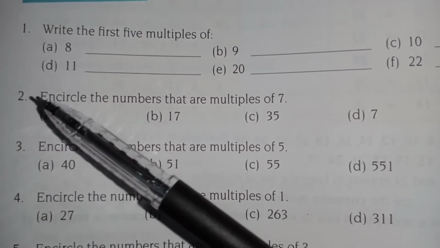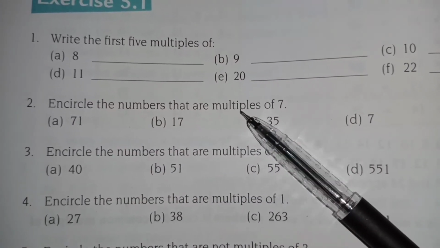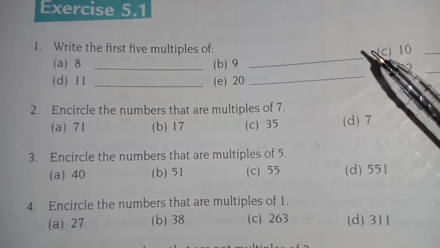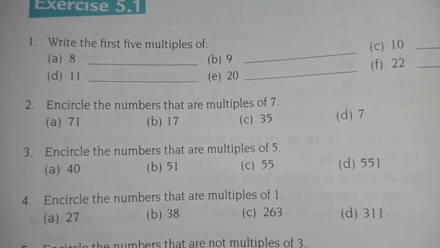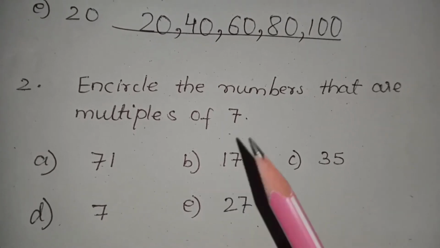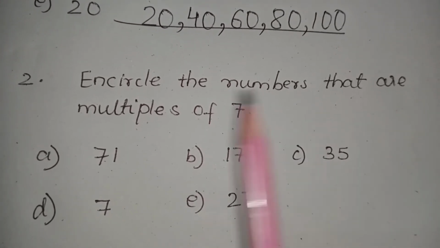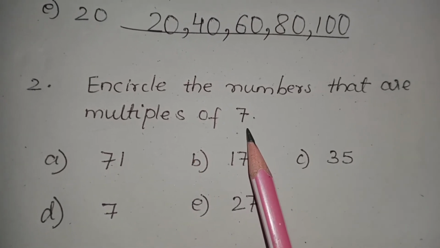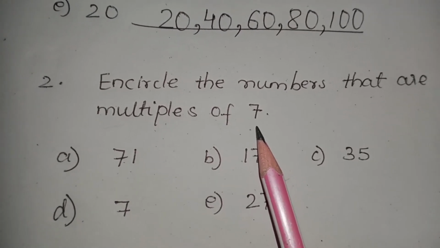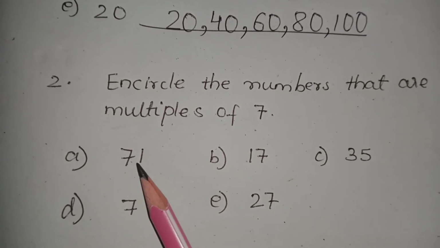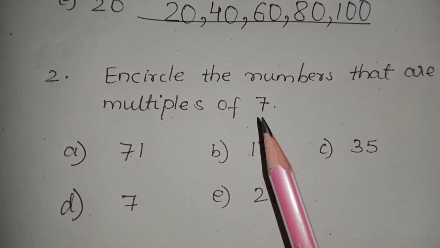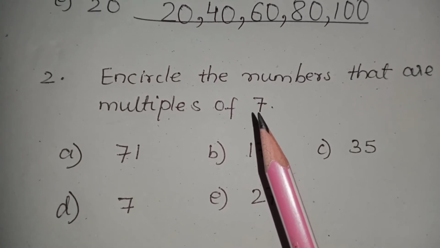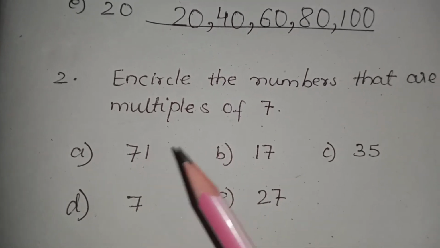Question number 2. Encircle the numbers that are multiples of 7. So we are going to circle those numbers which are the multiples of 7, which come in the table of 7. So let's start. 71: does it come in the 7 table? See, 7 10 is 70, 7 11 is 77. So 71 doesn't come, so we will not circle this.